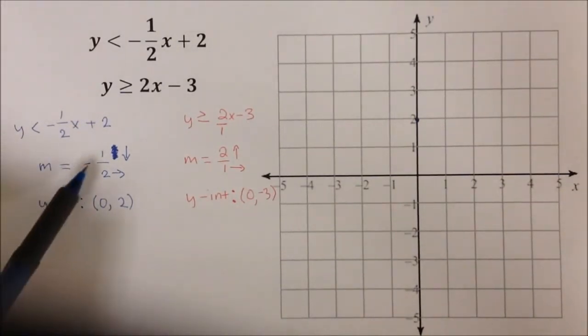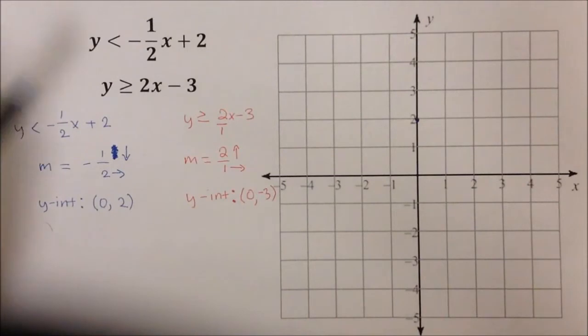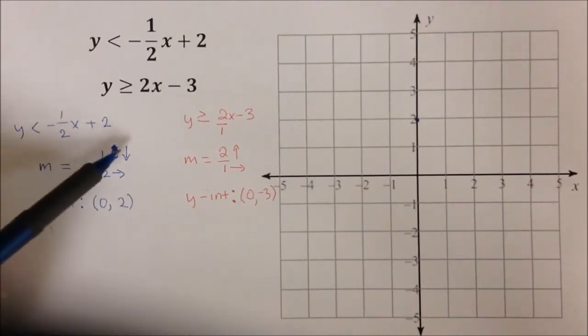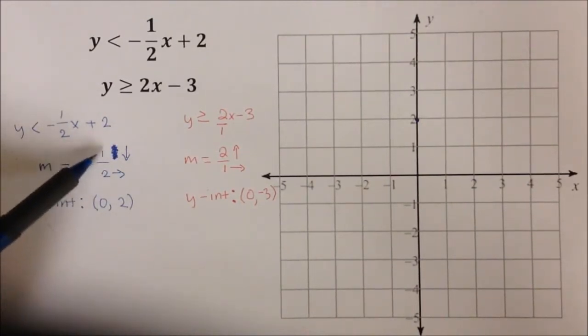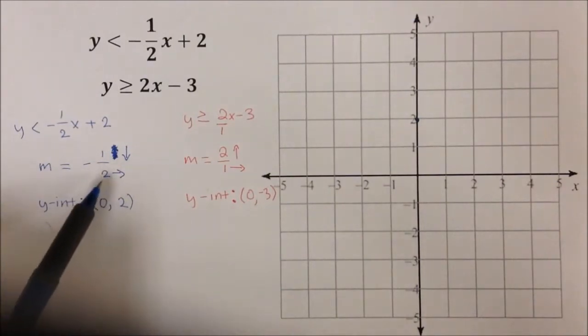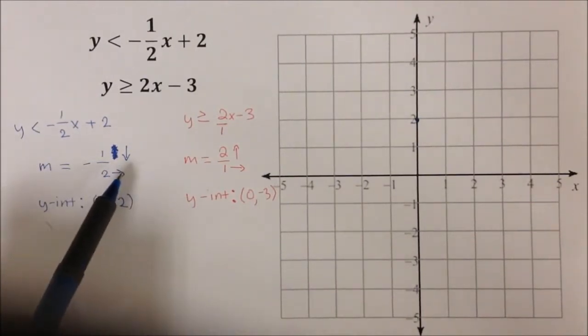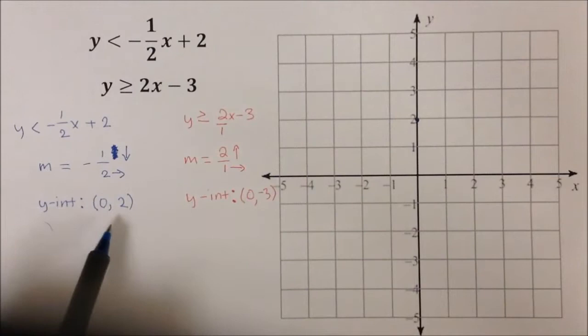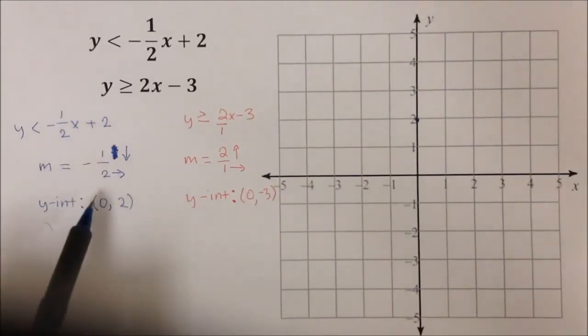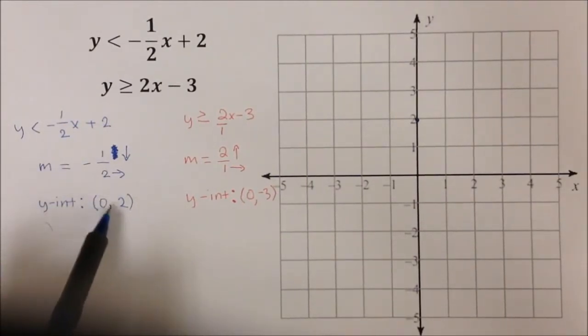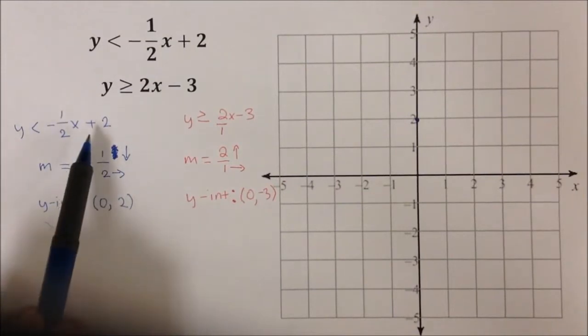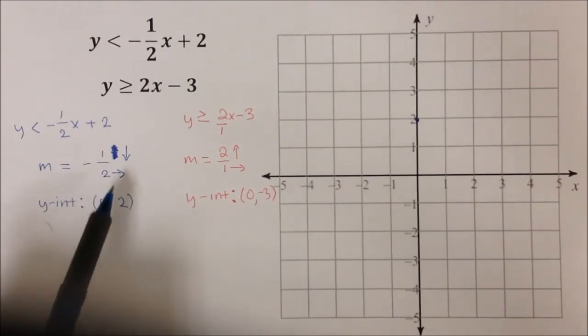So our slope is negative 1/2. Since it's negative, it tells me that the numerator will go down 1 unit. Our denominator will go to the right 2 units. Now for the y-intercept, it's a number by itself, so it's parenthesis 0, comma, since it's plus 2, it's a positive 2, close parenthesis.